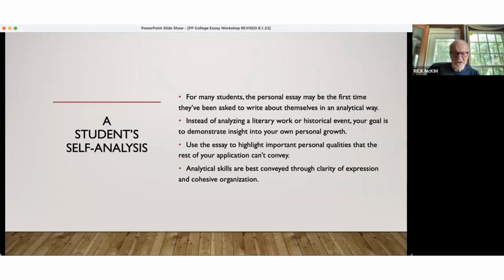So we'll be emphasizing a lot the importance of outlining your essay before you start writing anywhere near a final draft, and cohesive organization as giving a unity to your essay. It's all important.